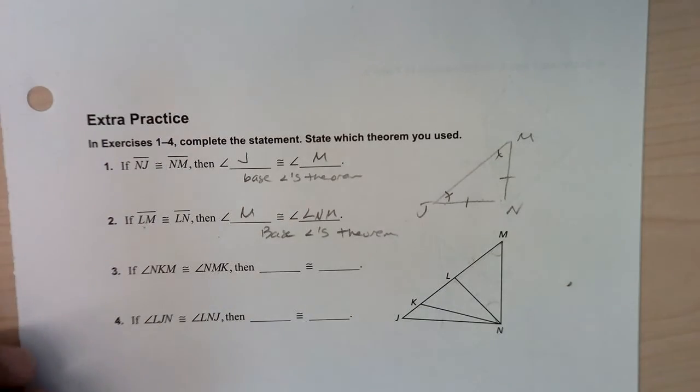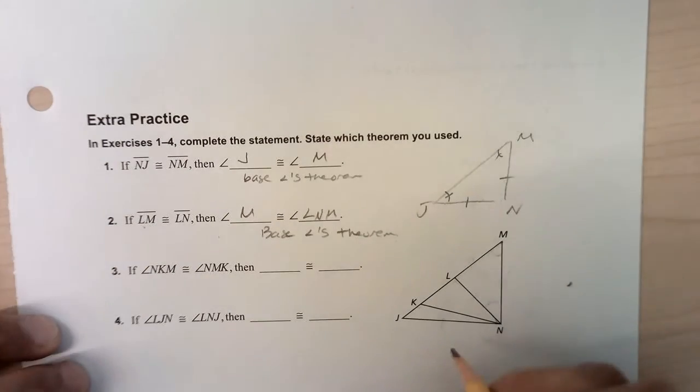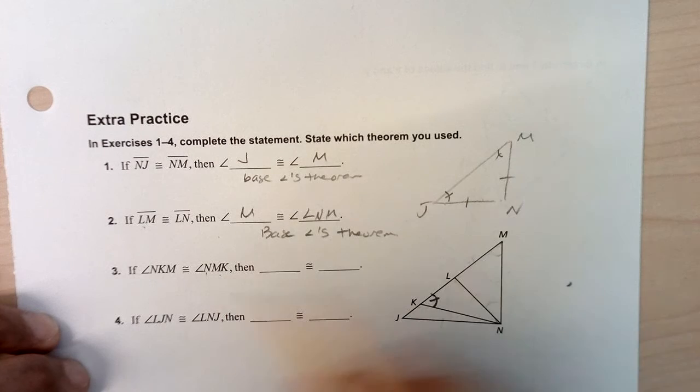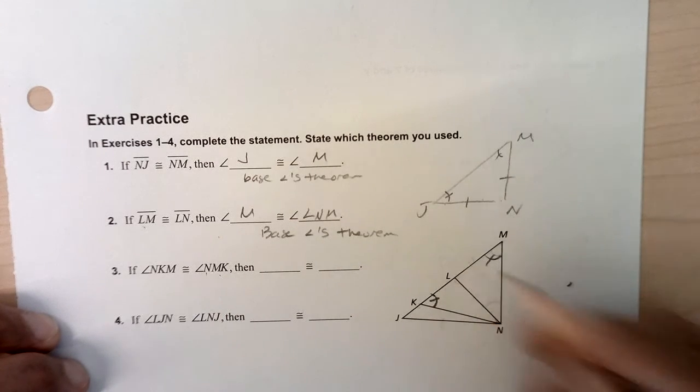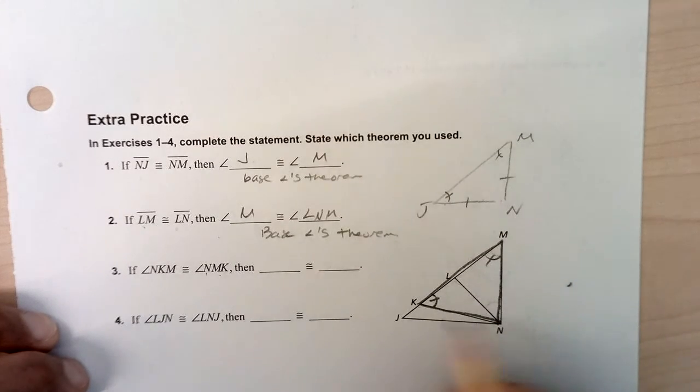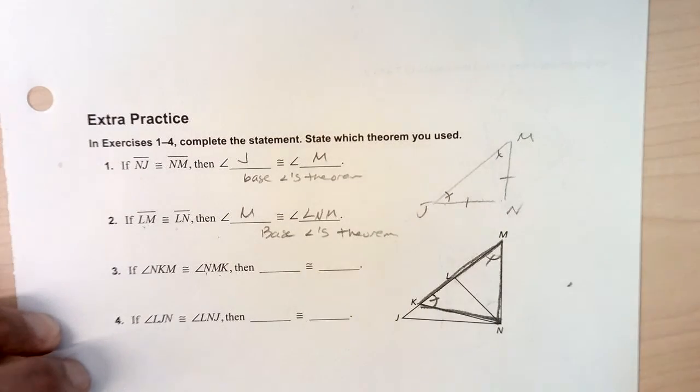For example number 3, angle NKM. So here's from N to K to M. This angle right here is congruent to angle NMK, this angle right here. So here's the triangle that you want to take a look at. Again, maybe it's helpful if you redraw that triangle.